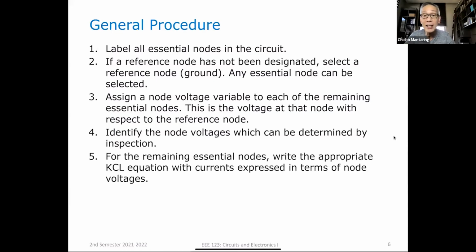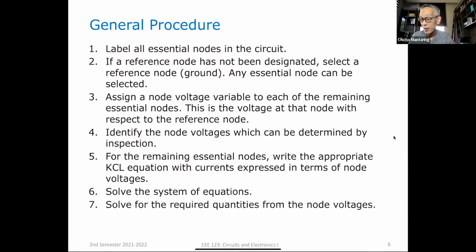Okay. Important step too, number 4, identify the node voltages which can be determined by inspection. Number 5, for the remaining essential nodes, no? So, yung mga nodes na yung voltage hindi ma-determine by inspection, those are your remaining essential nodes. Write the appropriate KCL equation with currents expressed in terms of node voltages. So if I go back to the previous example, we did that. All the currents we expressed in terms of node voltages. Then we solve the system of equations, and then finally solve for the required quantities from the node voltages. So this is the general procedure for the node voltage method, or nodal analysis, as other books call it.